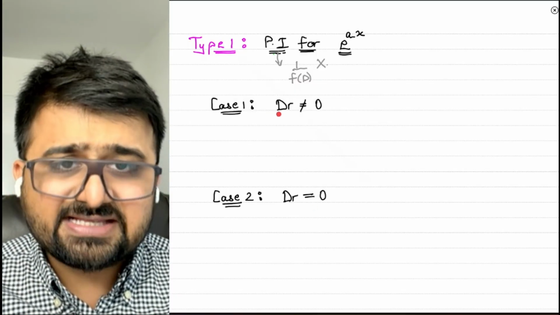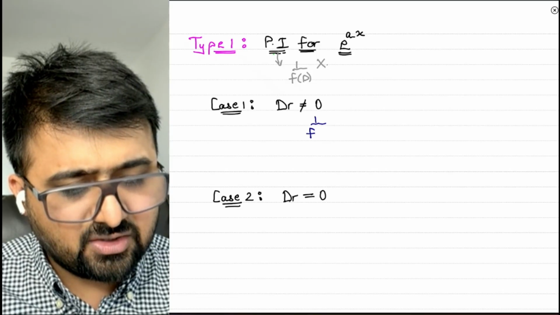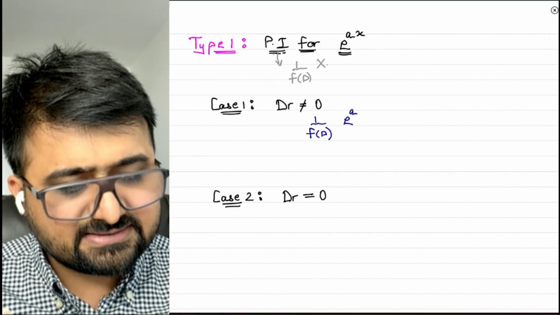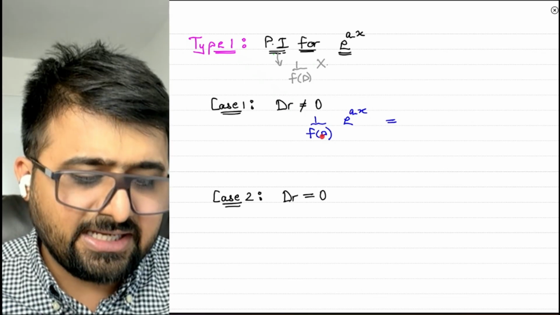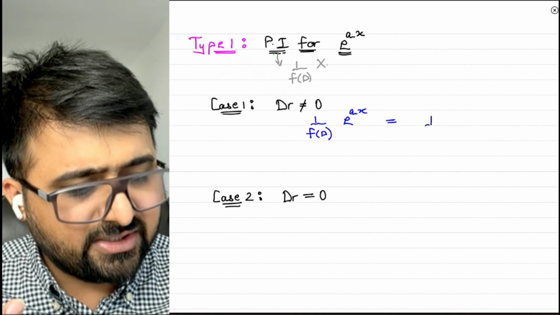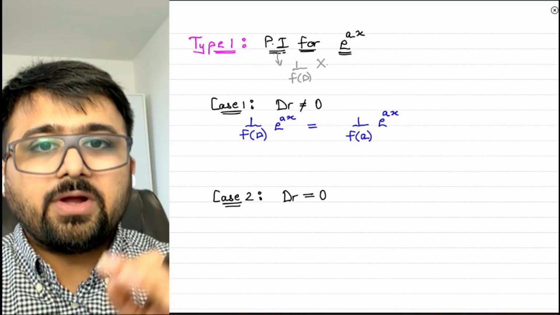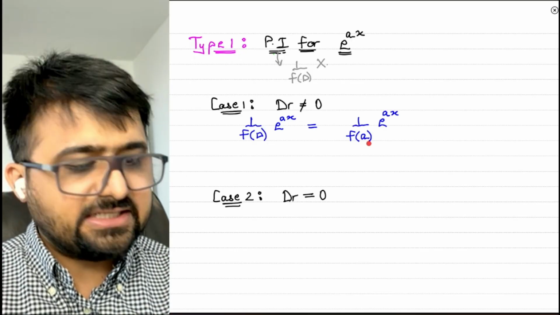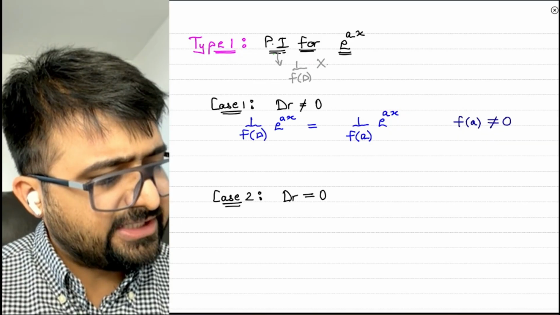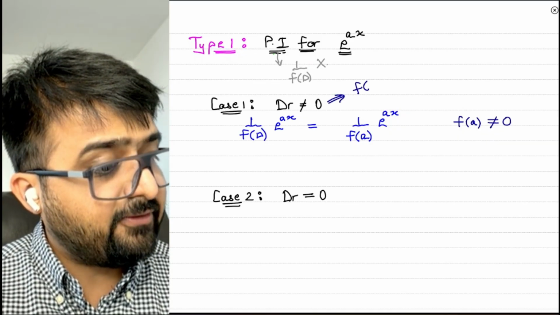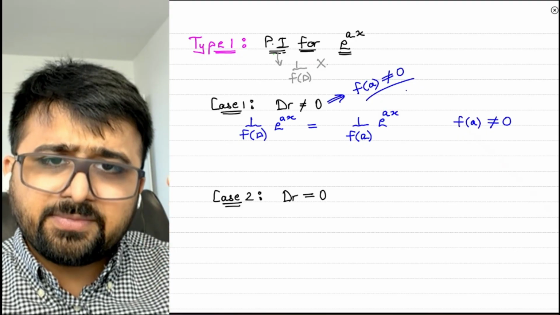So case number 1 is when the denominator is not equal to 0. If you want to calculate 1 upon f(D) of e to the power ax, you just substitute the value of that a into that function. So this is nothing but 1 upon f(a) times e to the power ax. One thing you have to remember here is that since f(a) is in the denominator, it cannot be 0. So f(a) is not equal to 0. That is what case 1 is all about. Now what to do if the denominator is equal to 0?